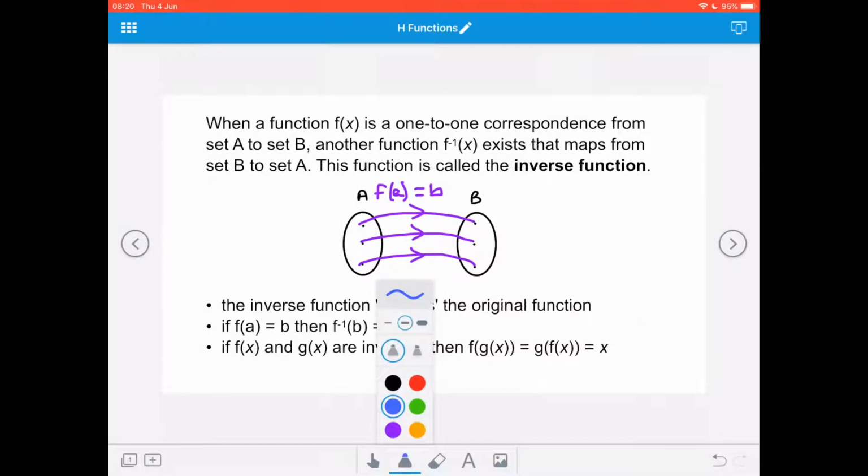And because it's a one-to-one correspondence, if we go from B to A, so in reverse, then we can say that f to the negative 1 of b, so the inverse function of b, is going to equal a. And if f of x and g of x are inverses, then f of g of x and g of f of x, using our composite functions, are always going to equal x.